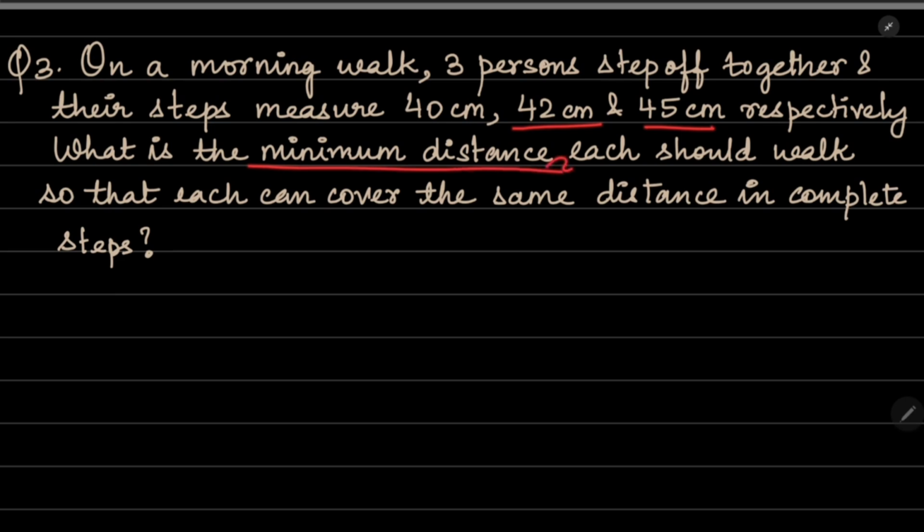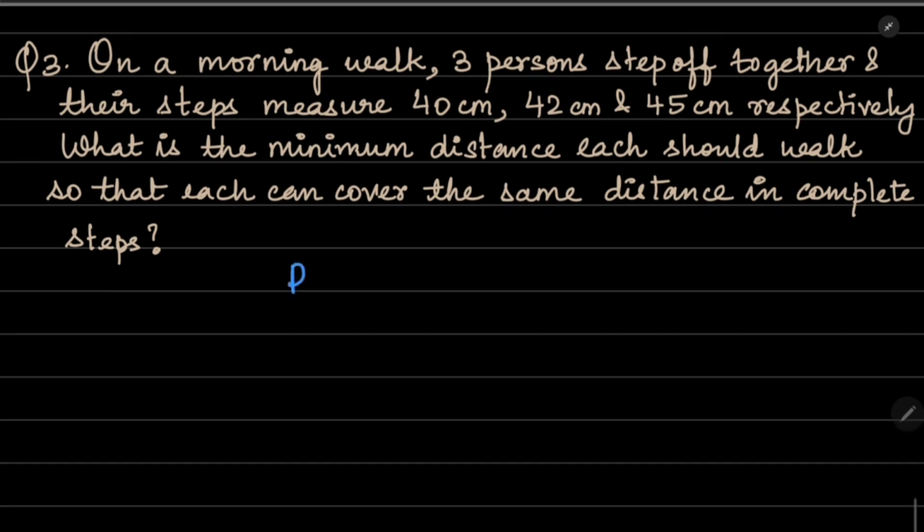What is the minimum distance each should walk so that each of them can cover the same distance in complete steps? So the minimum distance, the number that is asked, you have to think whether that number is less than the given number. Can it be that the minimum distance that each one should cover is 30 centimeters? Is it possible that they have to cover 10 centimeters? It's not possible. So what you have to know is the required answer is bigger than the given data.